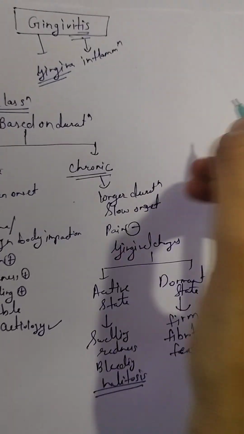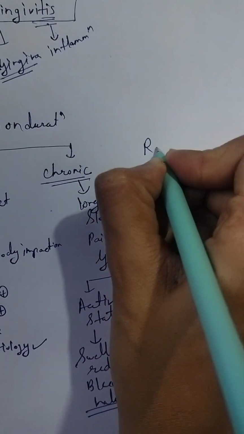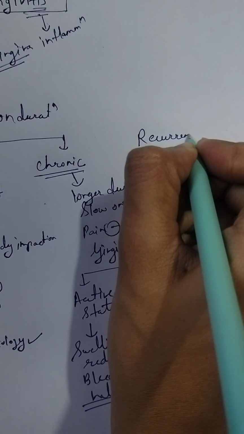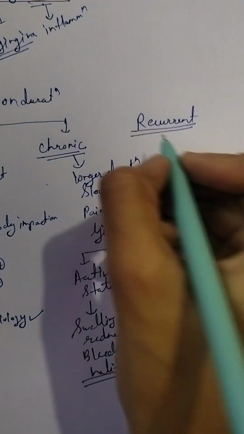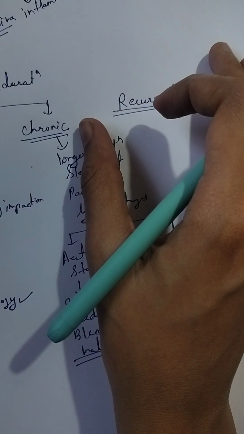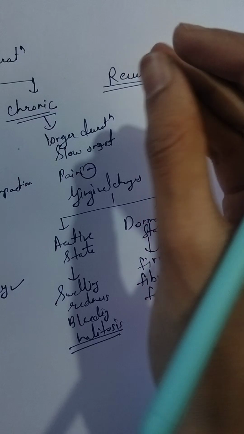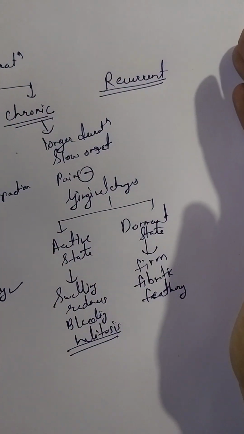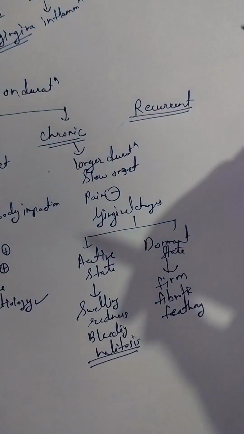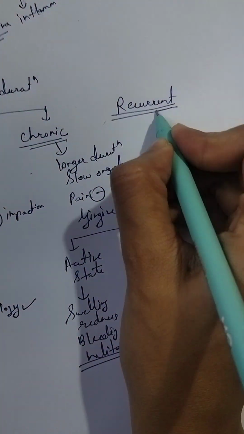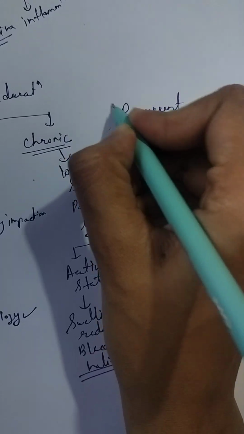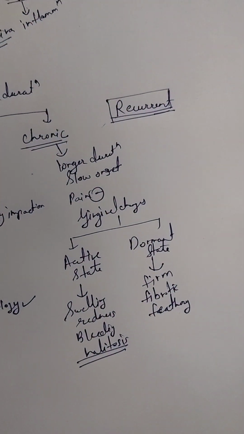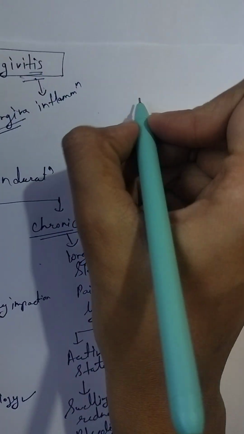There is a third type of gingivitis, that is recurrent. Recurrent gingivitis means that even if we eliminate the etiological factor, the gingivitis is still present, so it is called a recurrent gingivitis.